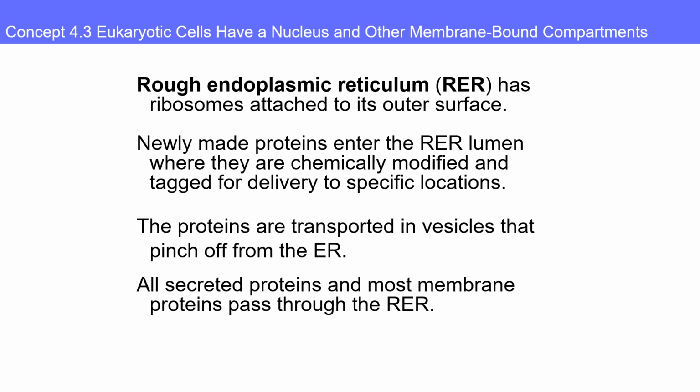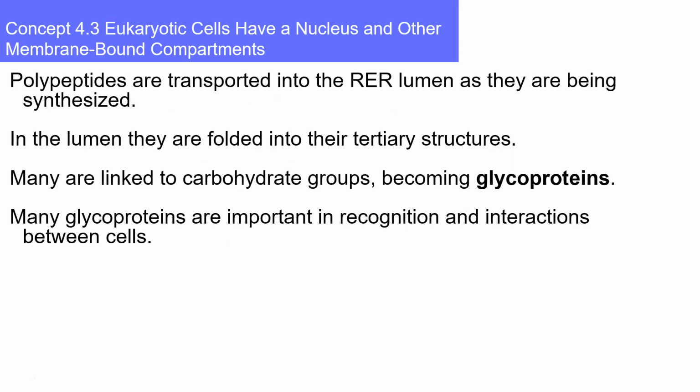But that's where the proteins are going to go from the ribosomes inwards, and when they get in there, they're going to be chemically modified and tagged for special delivery. This is where tertiary and quaternary structures also take place. The endoplasmic reticulum helps facilitate this. The proteins are then transported by vesicles to other areas, and these vesicles will be pinched off of the endoplasmic reticulum. All secreted proteins and most membrane proteins will pass through the rough ER.